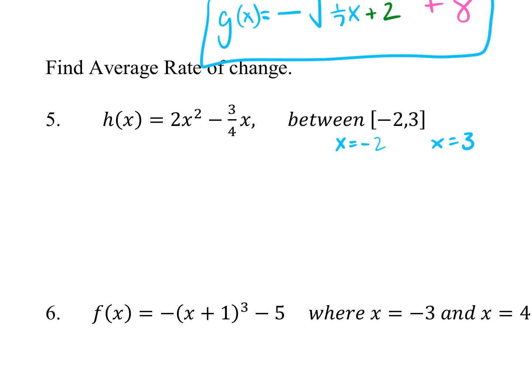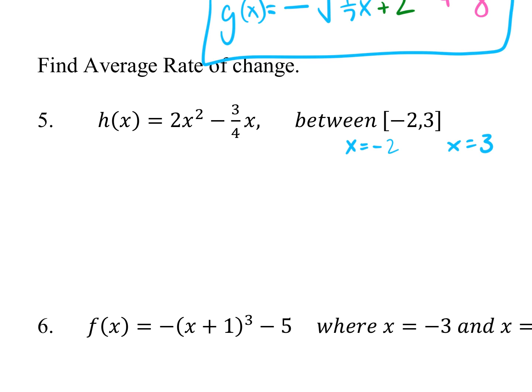So let's do 5. We can practice with our fractions. So to find the average rate of change, we use the slope formula, y2 minus y1 over x2 minus x1. So I need to find the y's for both of my x's. So first, we want to find the y for when x is -2. How would I find the y? Awesome. Plug in -2 into the x's. So I have 2 times -2 squared minus 3/4 times -2.